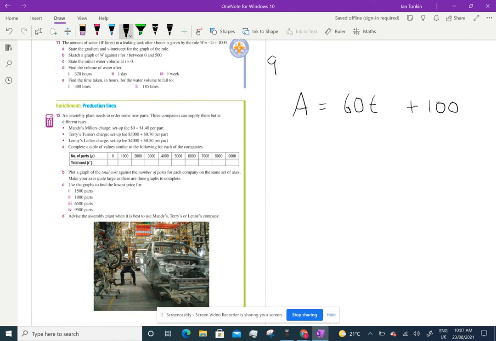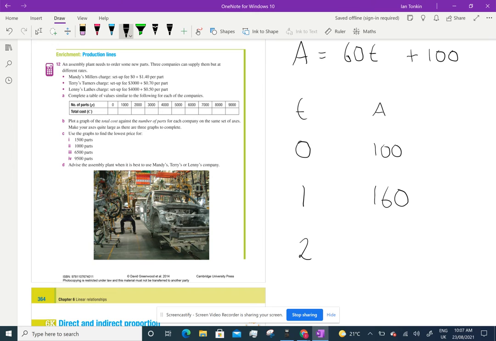Well, let's get a few points first, and let's have T and A. And let's always start with 0. So if the architect does no hours, it's 60 times 0, 0 plus 100. Gets $100 just for the consultation. If the architect does 1 hour, well, it's 60 times 1 plus 100, 160. And one more, let's do 2. The architect does 2 hours, well, 2 times 60, 120, plus 100, 220.